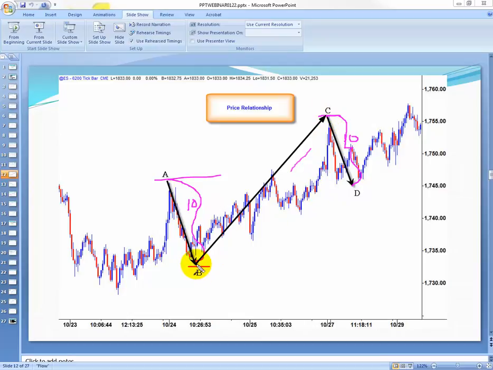The other thing is, how does it relate in terms of retracement levels in terms of percentages? For instance, from here to here, from B to D, is this a 38% retracement or more? So when you start to have price relationships and now retracement values, things start to line up.